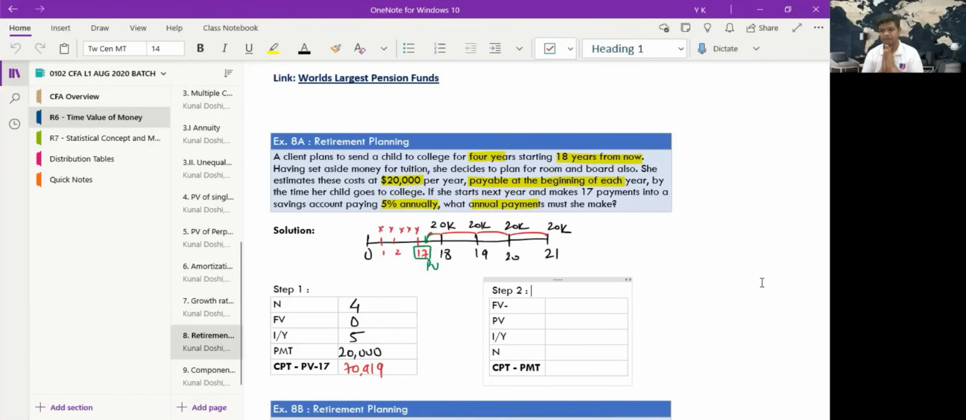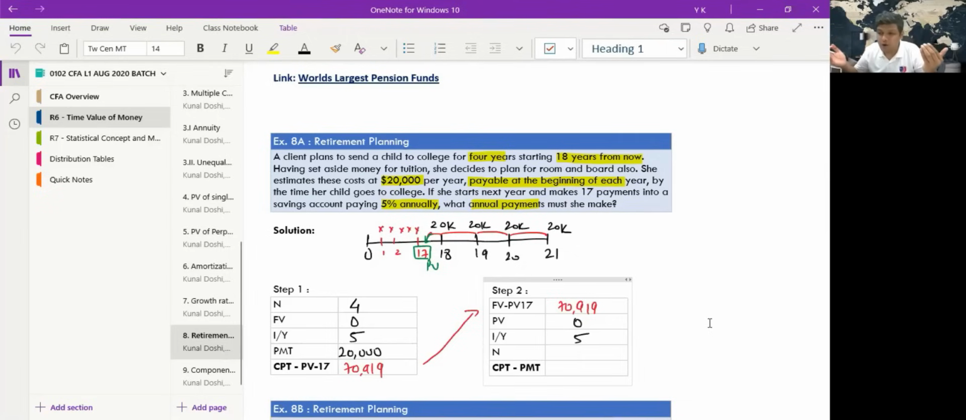Got it? Now I'll move to the second part, where now this PV will become FV for me, isn't it? Future value. So the PV 17 is what I want to achieve. So that is going to be now my future value. So 70919 will now become my future value. And what should be the PV in that case, guys? Watch the timeline. 0. Yes, very good. 0. I by Y is 5% only.